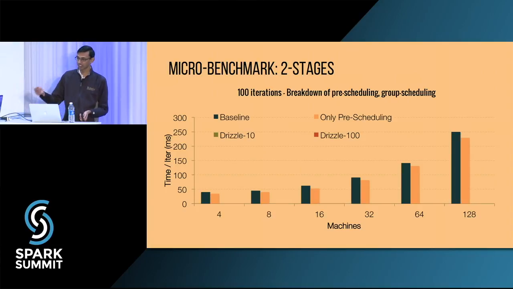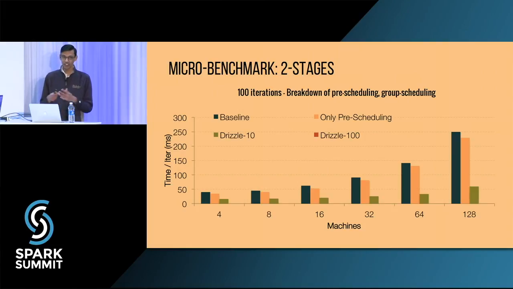We also experimented with adding only pre-scheduling, not doing group scheduling in this case. And that gives you some limited benefits, around 20 milliseconds or so at 128 machines. But it's in combining these two techniques that we're actually able to get the most out of it. When we combine these two techniques and we set the group size to, let's say, 100, we're able to process this two-stage job with a shuffle in it in less than 50 milliseconds, even at 100 machines.